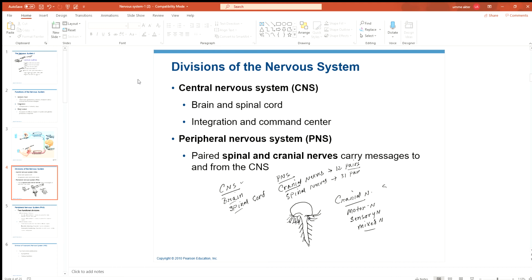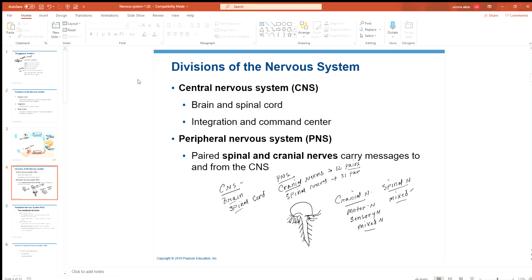Spinal nerves, 31 pairs. All spinal nerves are mixed type nerves because they have both sensory and motor fibers together. So spinal nerves are mixed type nerves.